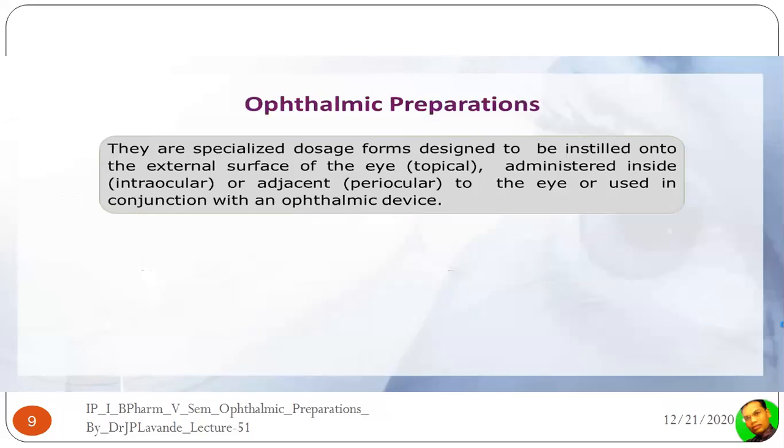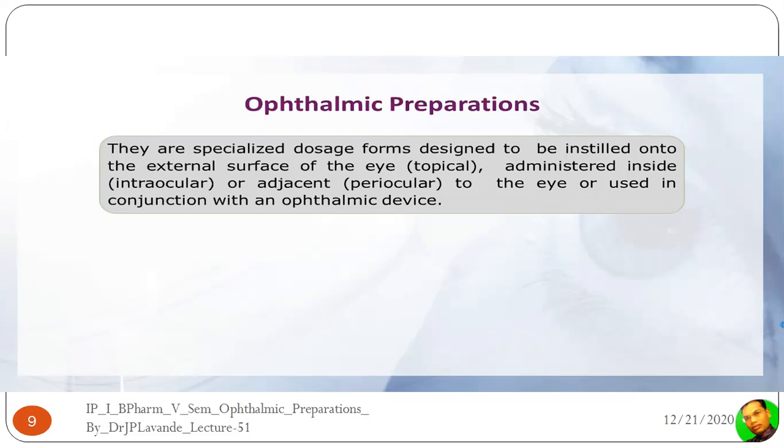Now, if we want to define the ophthalmic preparation or the ophthalmic drug delivery system or the ocular drug delivery system, what is it? Again, these are a kind of dosage form, but they are specialized dosage forms, designed to be instilled onto the external surface of the eye. So these are topical preparations.